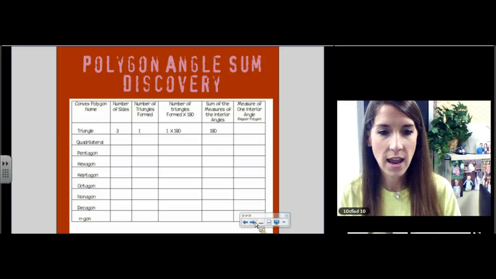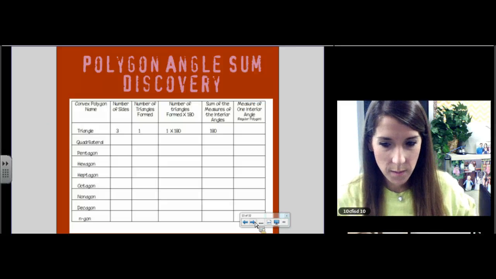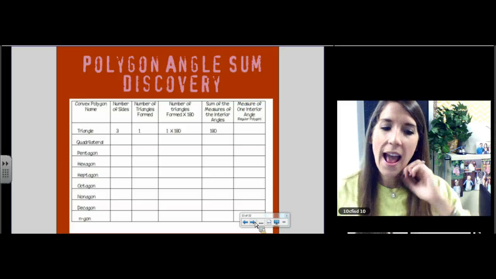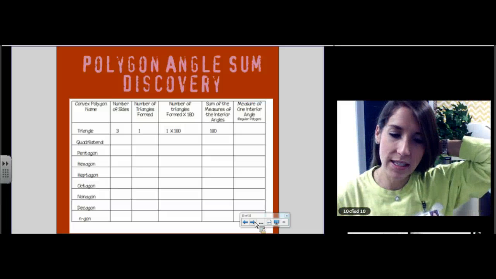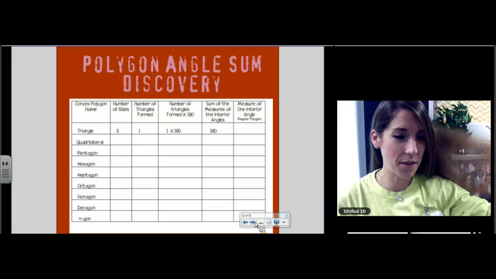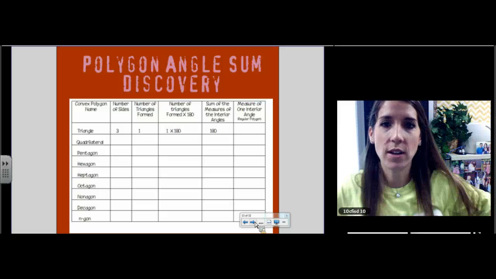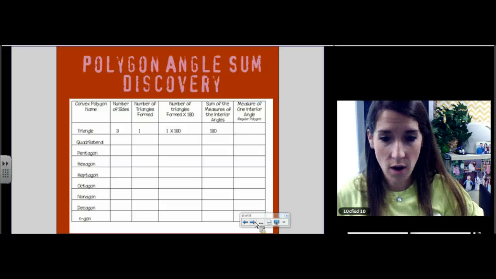It's called Polygon Angle Sum Discovery. We're going to work through it together because of a time constraint. I was going to have you discover all these things about a polygon, but instead we're going to discover it together instead of it being an individual thing. So, how you can find out how many degrees are in a polygon is going to be just like the warm-up. You're going to divide it into triangles.